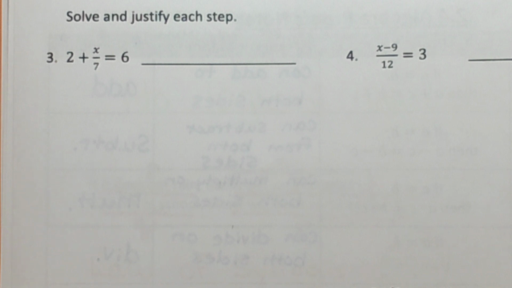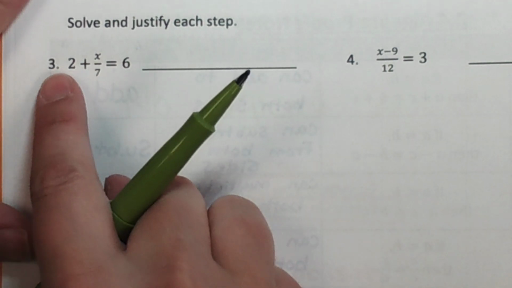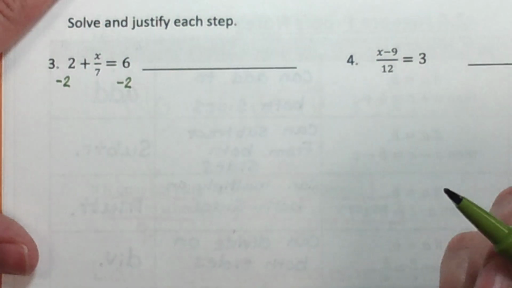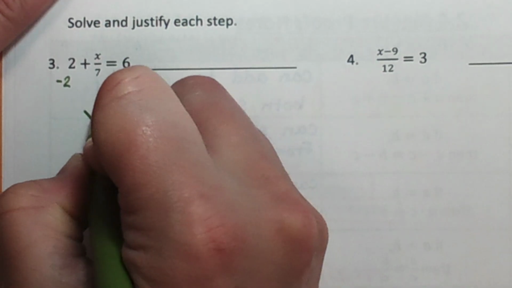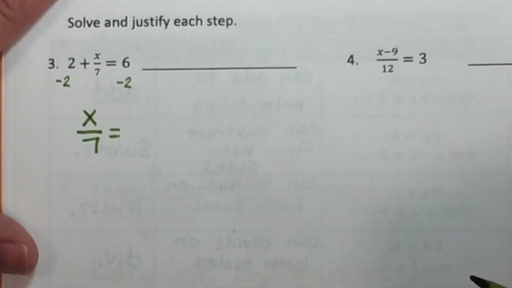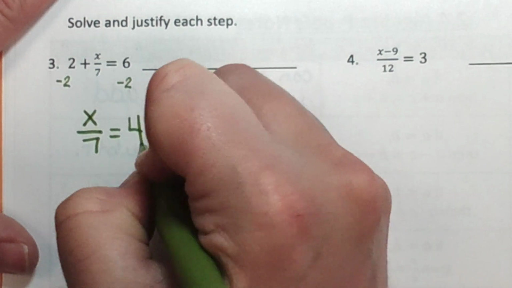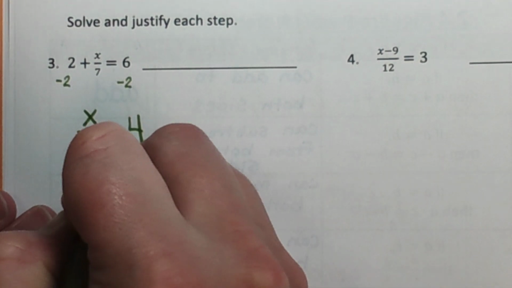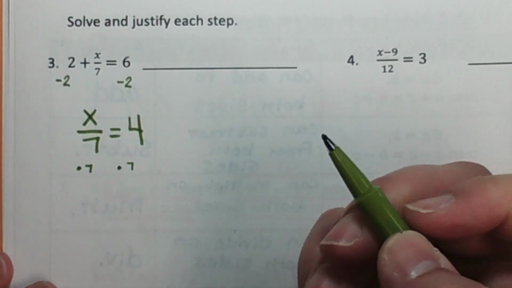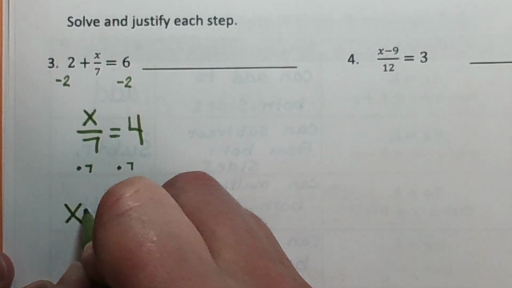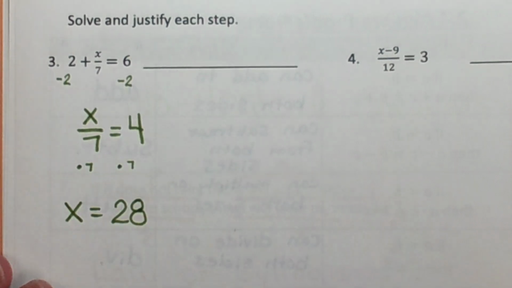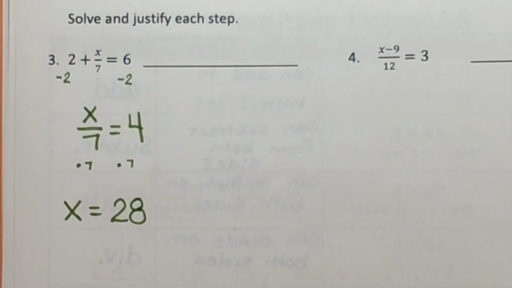Add, subtract first. What's being added and subtracted with the x is the 2, and it's positive. So we subtract the 2 from both sides. I'm left with x over 7, and it's equal to 4. To get rid of a divide, we multiply. X equals 28. Now, did you notice I missed a key thing that I'm supposed to be doing?